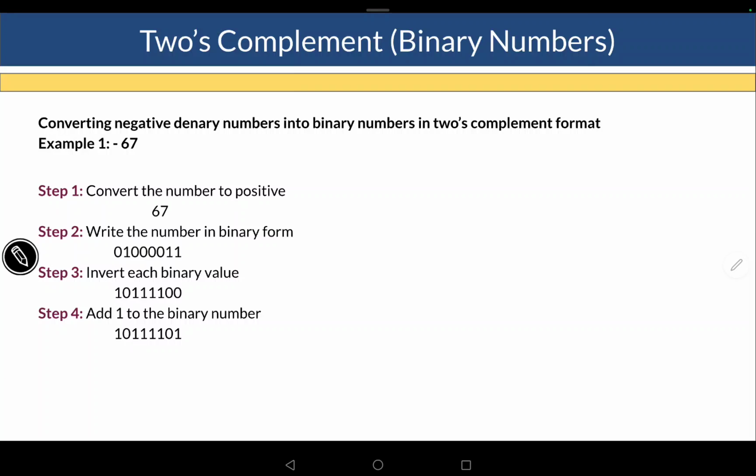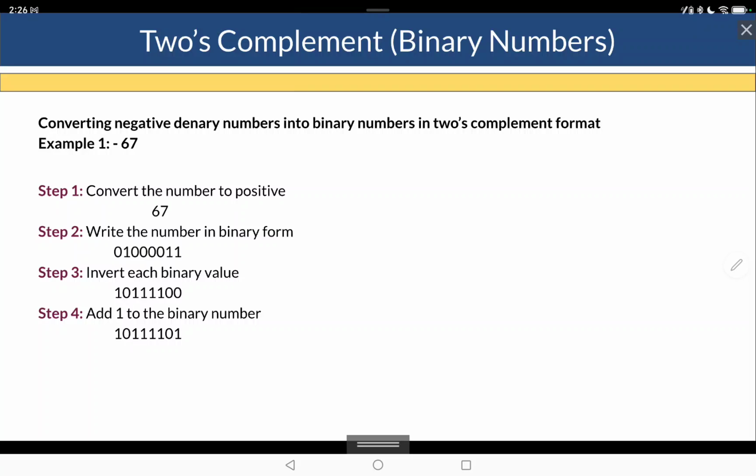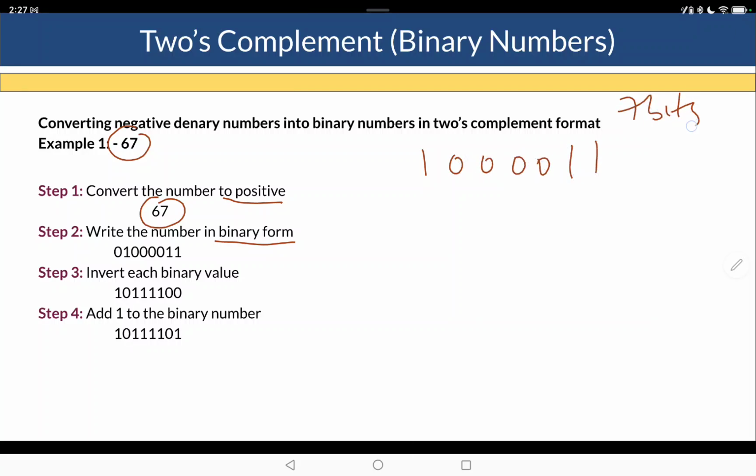When we need to convert a negative denary number into a binary number in 2's complement, there are 4 steps to do this. The first step is to change the negative number to a positive number, by removing the negative. The second step is to find the binary form. If you find the binary form, you would get 10000011, but this is 7 bits, so you have to make it 8 bits by adding an extra 0.